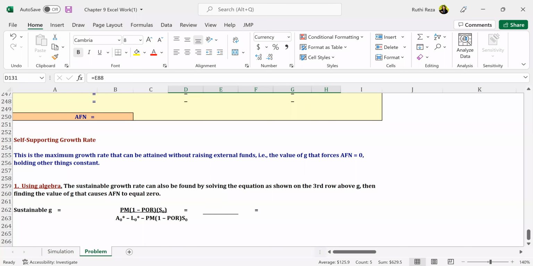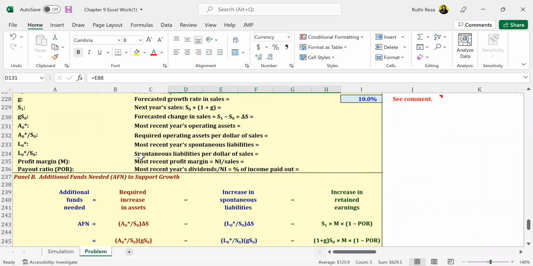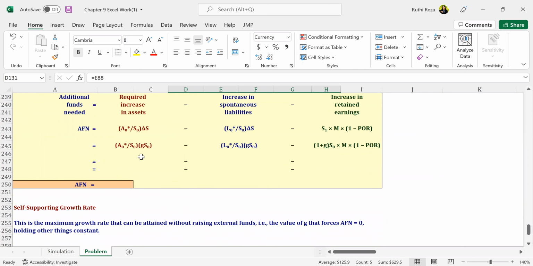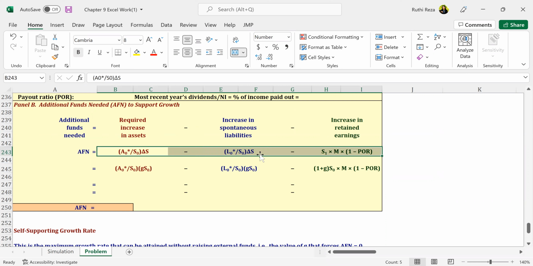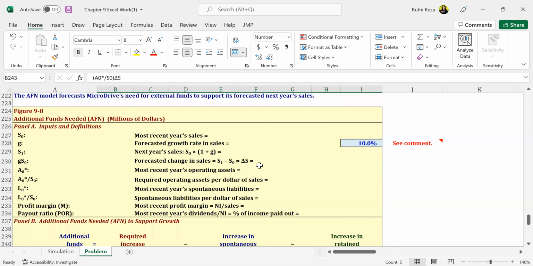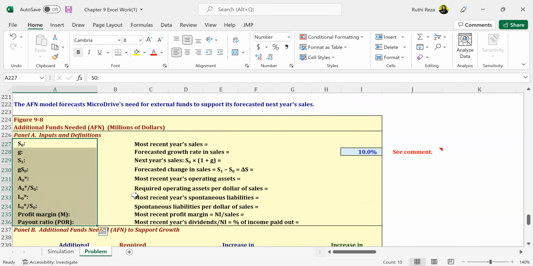So here we are going to first calculate our additional financing need based on the self-supporting growth rate formula we know. So we just manipulated the formula to get the additional financing need. Here you need to know the required increase in assets, then the increase in spontaneous liabilities, and then the increase in retained earnings. And here you can see the formula to get each of those, and then you're going to get your additional financing need. All right, so first let us calculate the factors we need to know to get our additional financing need.